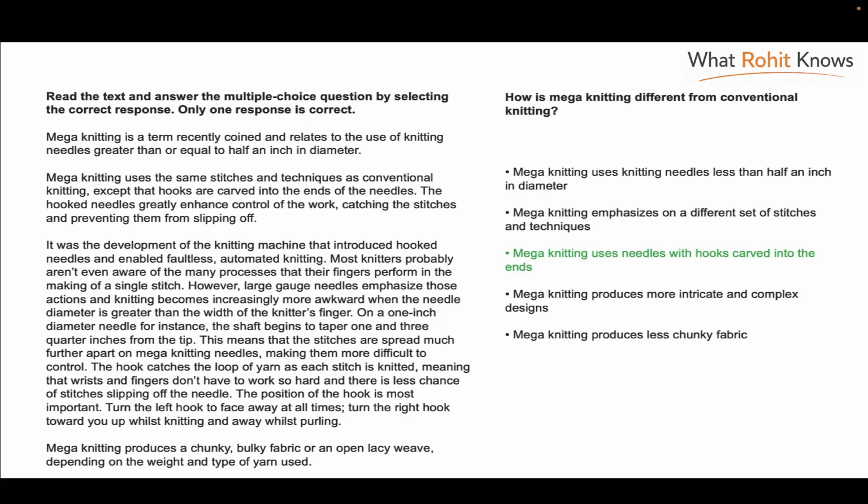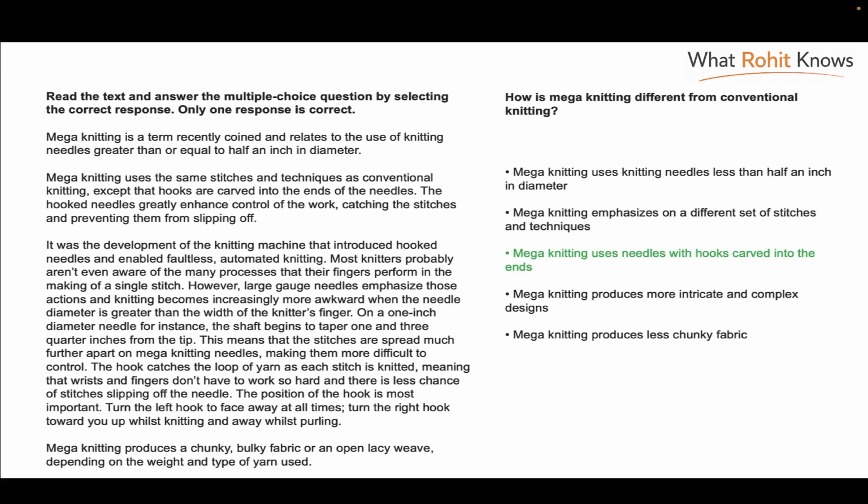But as I have said earlier, we are also going to validate the other options. So the fourth option, mega knitting produces more intricate and complex designs. It says something about that, but not in the sense of a comparison with conventional knitting. Mega knitting produces less chunky fabric. The last line says mega knitting produces a chunky fabric, but nothing about whether it is less or more, and certainly nothing about comparison with conventional knitting.